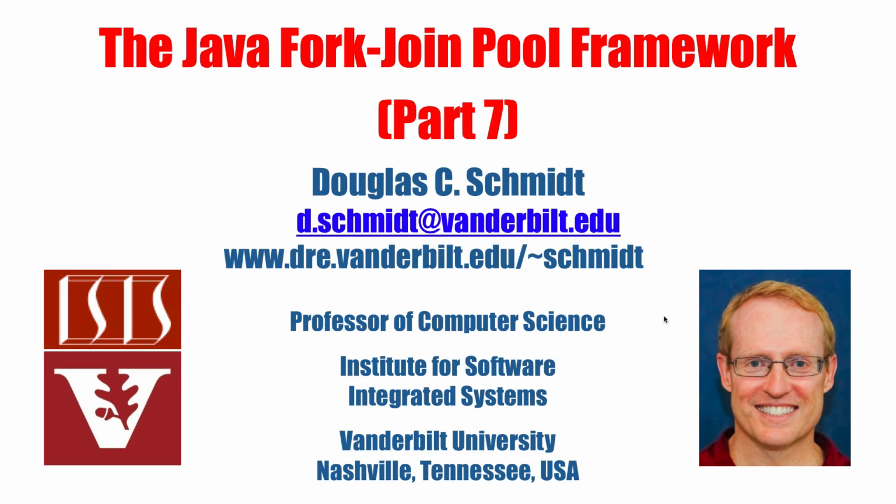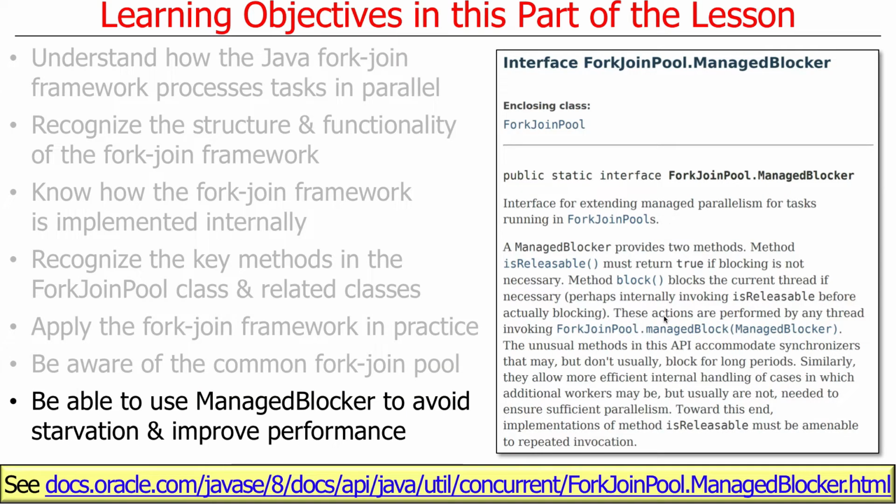So where we left off at the end of last class was going through different parts of the fork join pool. I had just finished telling you about what a common fork join pool was. And what I'm going to do now is talk about how to use something called a managed blocker to avoid starvation and to improve performance for the common fork join pool.